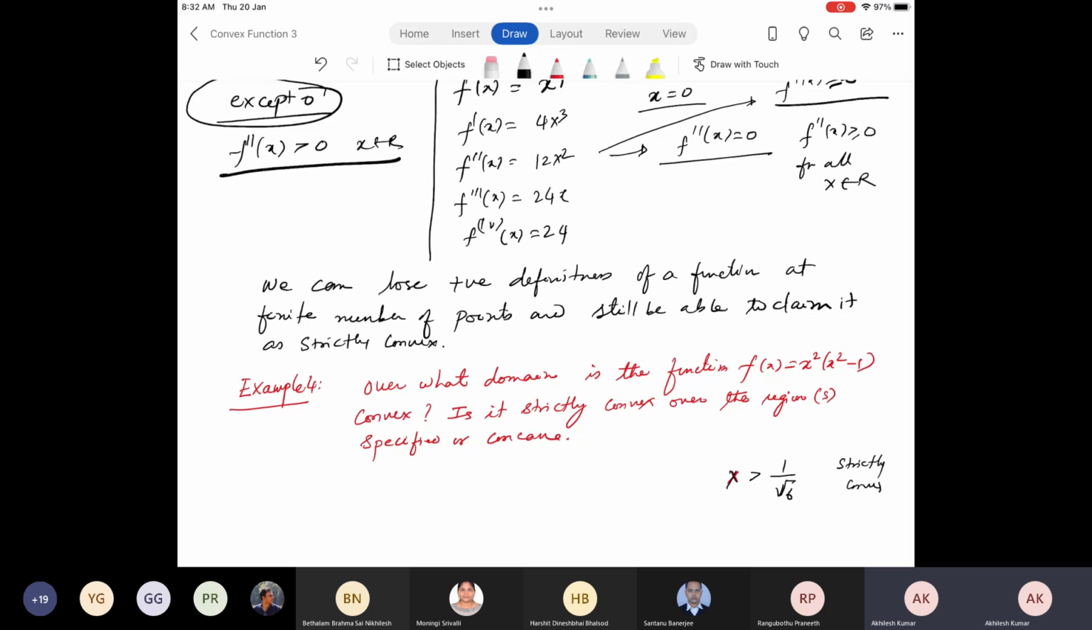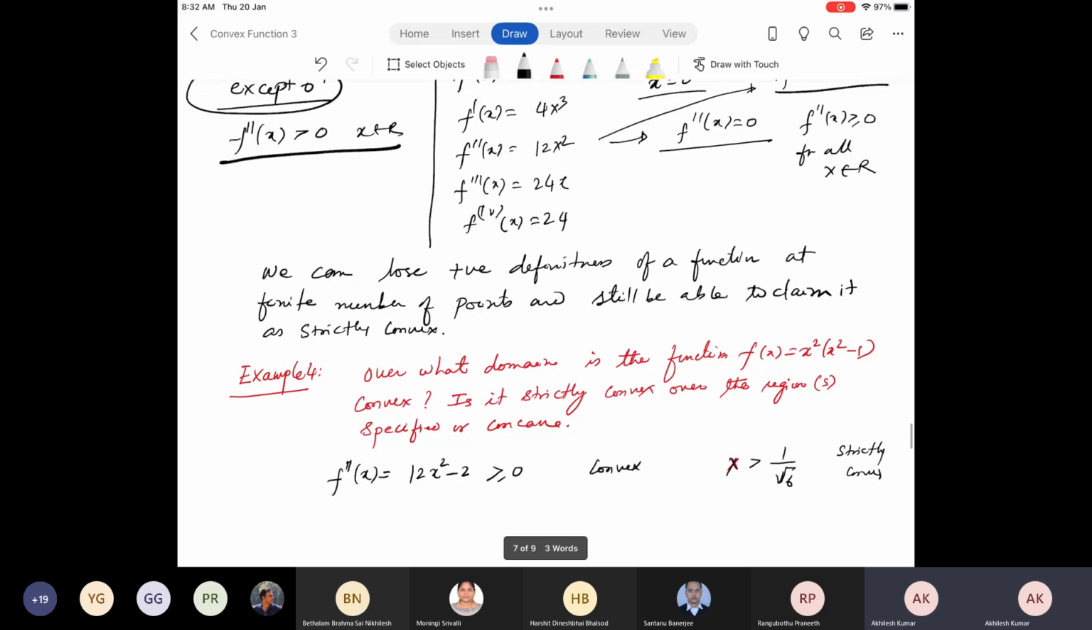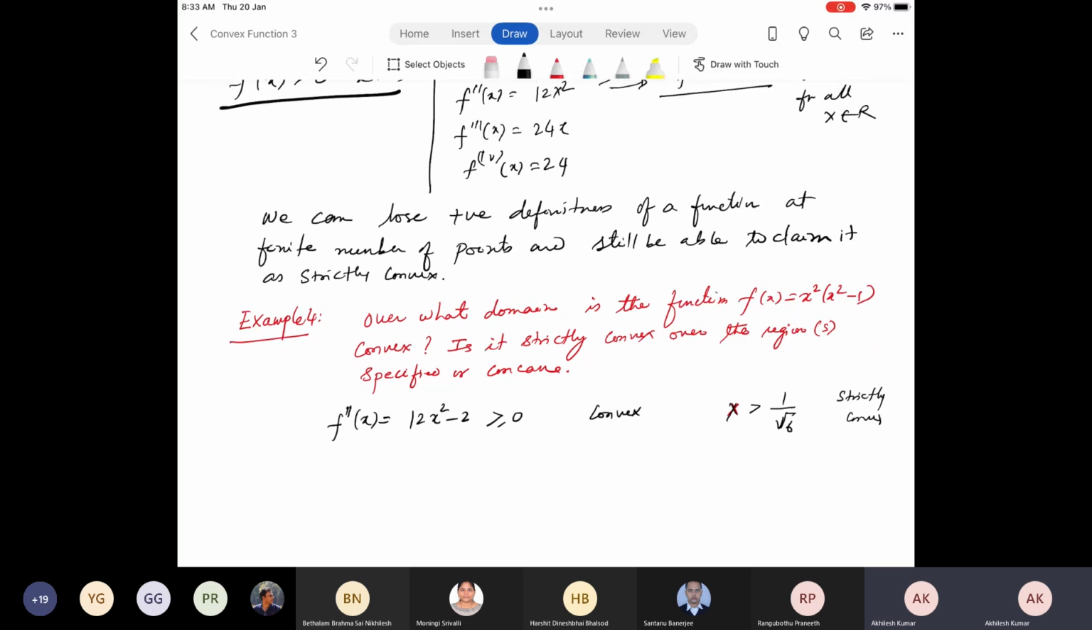So what you did, you got f''(x) equals 12x squared minus 2. This is what you got for f''(x). Yes, sir. This should be greater than or equal to 0 for it to be convex. Agree? So you get two regions, S1 where x is greater than or equal to 1 by root 6 and S2 where x is less than or equal to minus 1 by root 6. Is this correct? Over this region, is it convex or strictly convex?